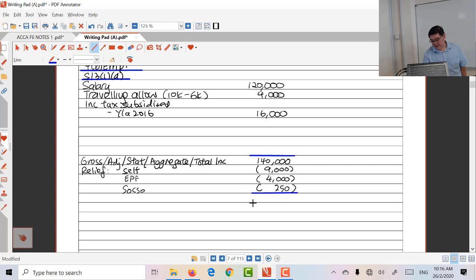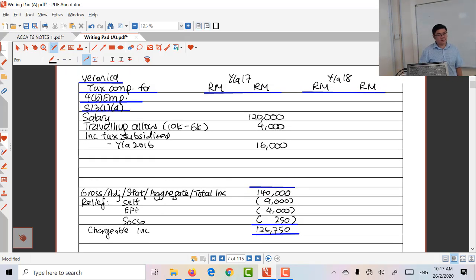Okay, so what is my chargeable income for 2017? Let's see. So 140, okay, I have 126,750. All right, now that's the CI. And of course, from there you can work out the taxes. Now that's 2017. Then you can go on with 2018.